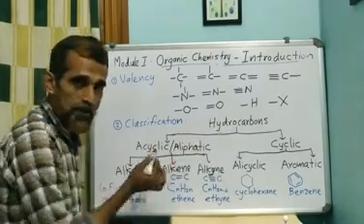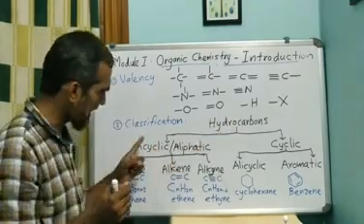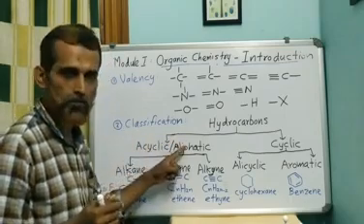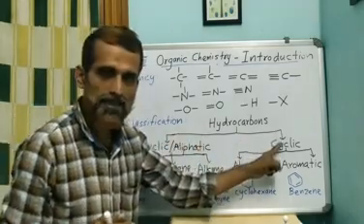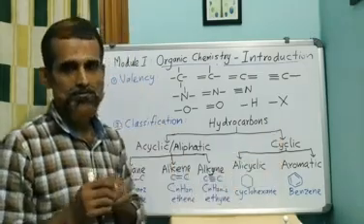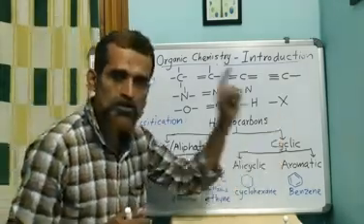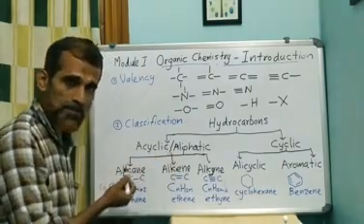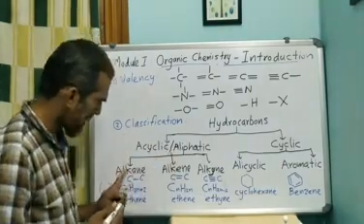First, into 2 types based on the shape or structure. It can be acyclic or open chain. It is also known as aliphatic compounds. And the second category is cyclic. So 2 types, cyclic or closed chain. This is again divided into 3 types based on whether saturated or unsaturated.